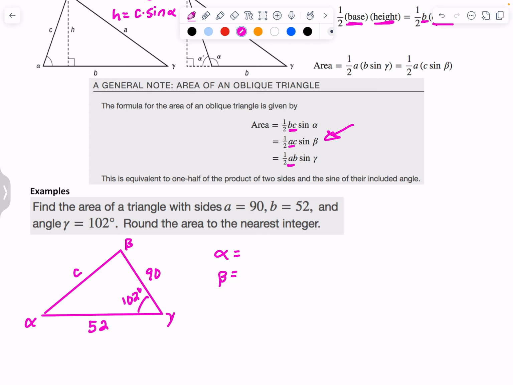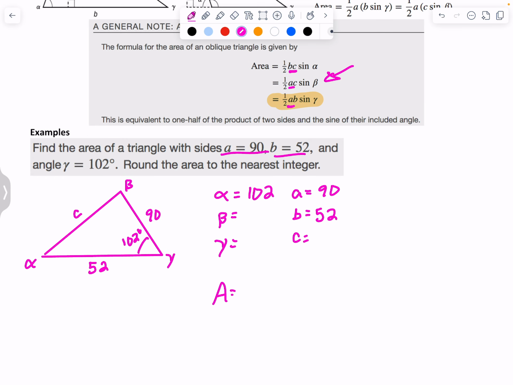Alpha, beta, gamma, A, B, C. Okay, so I have 90 here, and then across from beta, I have 52, and then across from gamma, I have 102. All right, we actually have enough information. I just realized I don't know why I thought I needed c. If I have a and b, then the formula that we're dealing with is right here, which requires gamma. I don't even need to do everything I did. I took you guys on a wrong path. Forgive me, making it more complicated than it needed to be. Story of my life.